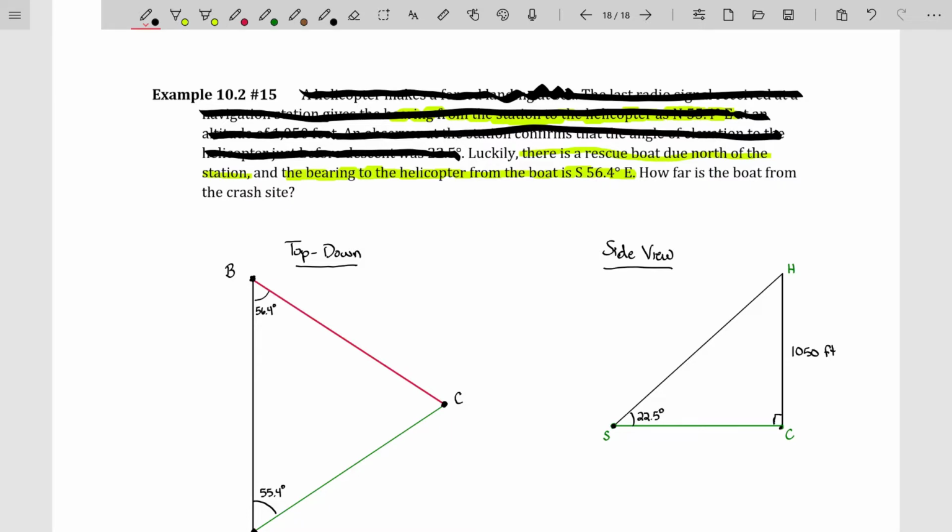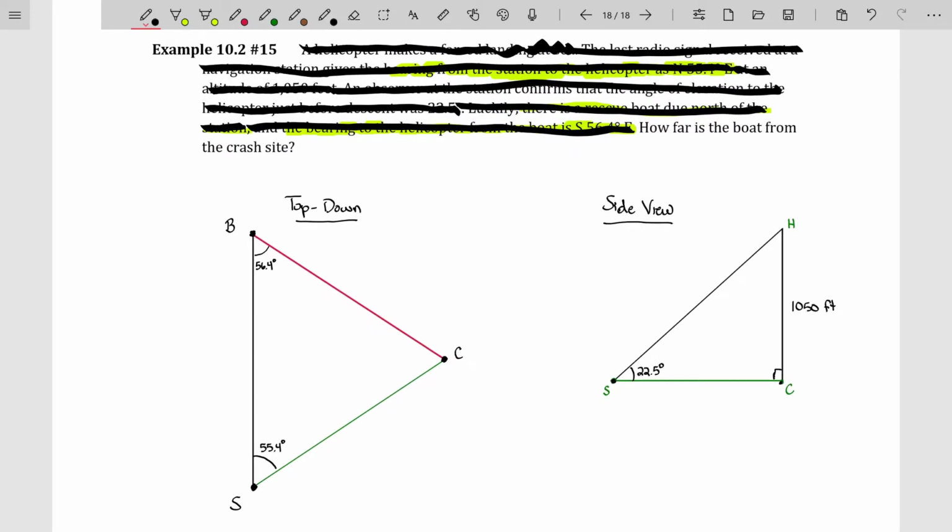Luckily, there's a rescue boat due north of the station. We've drawn that. And the bearing to the helicopter from the boat is south 56.4 degrees east. We've done that. So we now have every piece of information covered. Let's go ahead and figure out this problem.